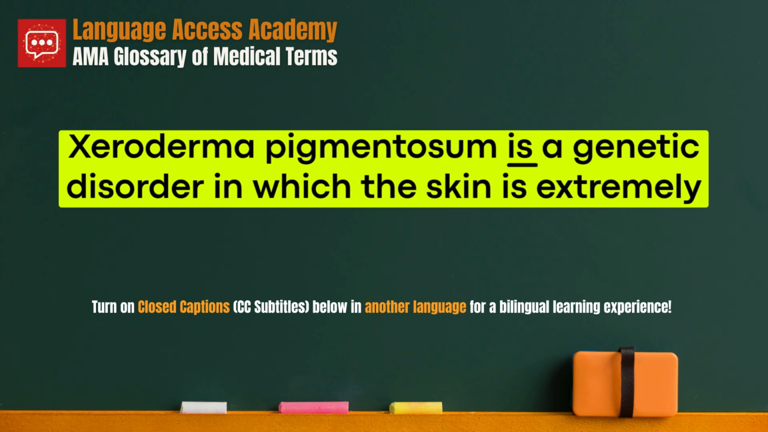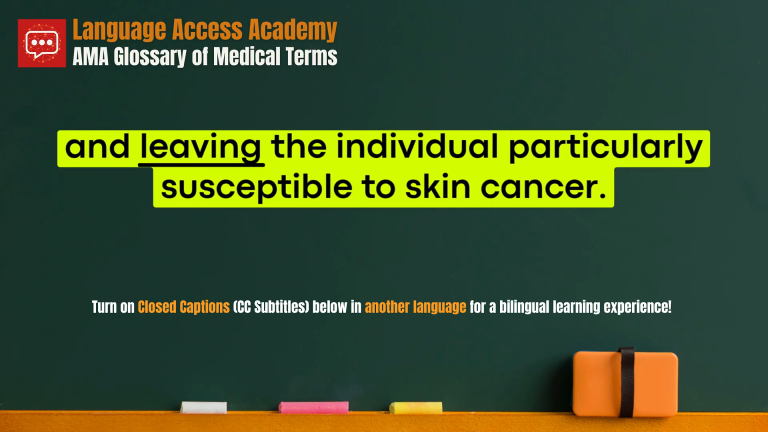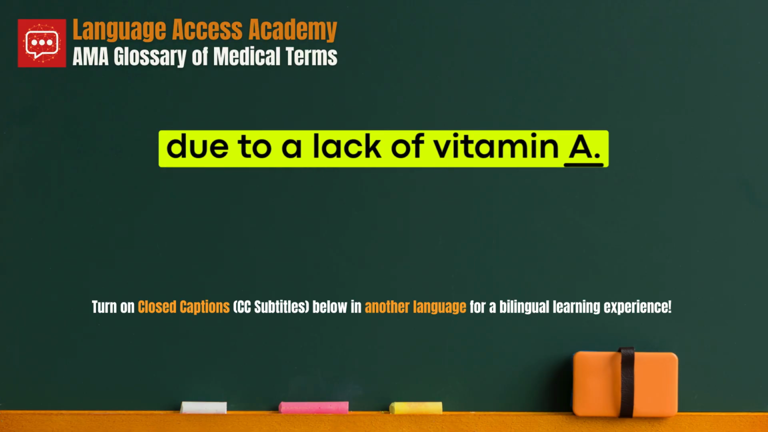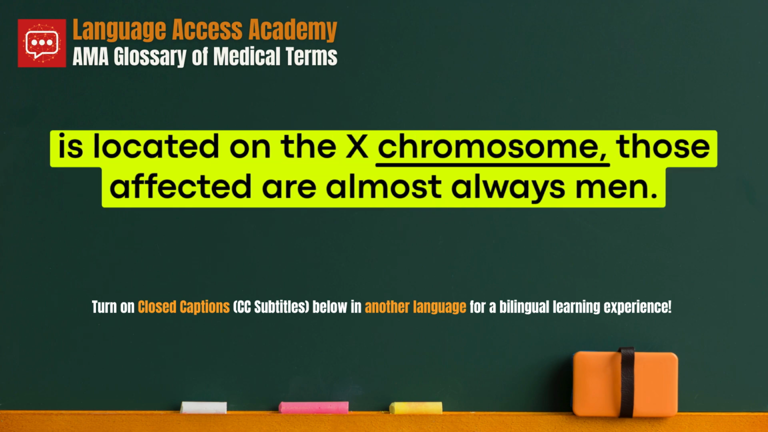Xeroderma pigmentosum is a genetic disorder in which the skin is extremely sensitive to sunlight, causing it to age prematurely and leaving the individual particularly susceptible to skin cancer. Xerophthalmia is the excessive dryness of the cornea and conjunctiva due to a lack of vitamin A. An X-linked disorder is a genetic disorder in which the abnormal gene is located on the X chromosome. Those affected are almost always men.